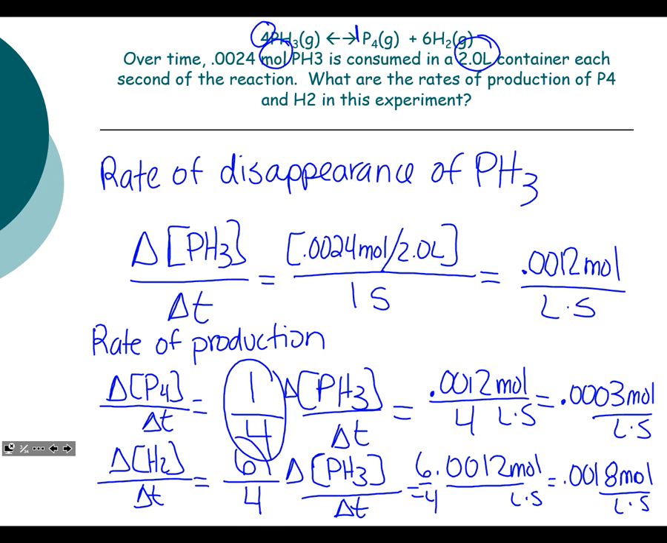So once again, these fractions that we're using are coming from the balanced equation. In the first fraction here, 1 mole of P4 is produced for every 4 moles of pH3 that is consumed. And for the hydrogen, 6 moles of hydrogen are produced for every 4 moles of pH3 that are consumed. And since we know the rate of consumption of our pH3, that allows us to calculate our rate of production of our products. So it's kind of like doing a little stoichiometry problem in a sense. We're using our mole ratios again.